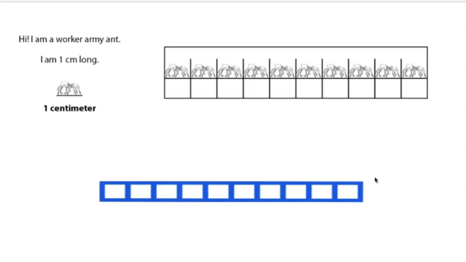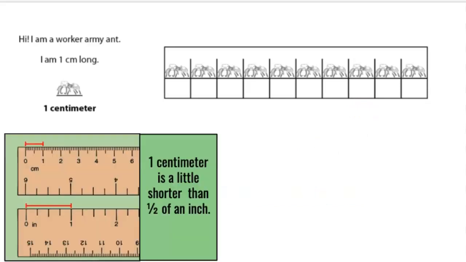The army ant ruler that you see here will look similar to your inchworm ruler. If you remember making your inchworm rulers a little earlier this year, the difference is that the army ant ruler will be shorter than your inchworm rulers. When we think about a centimeter, it will help us to think about the length of an inch. So 1 centimeter is a little shorter than half of an inch.